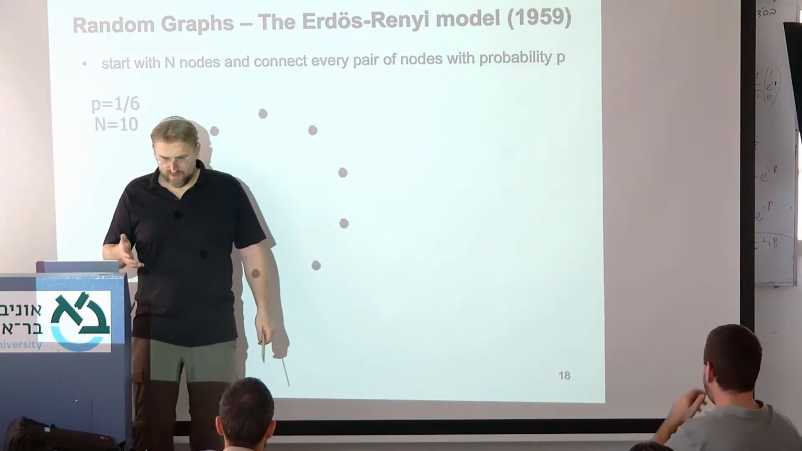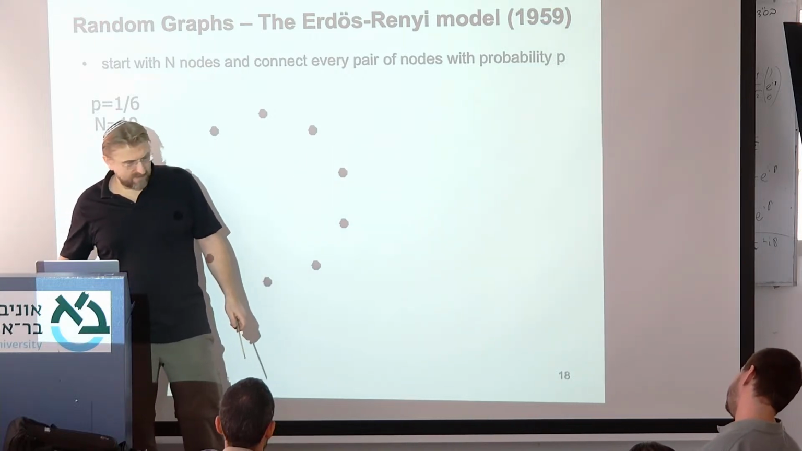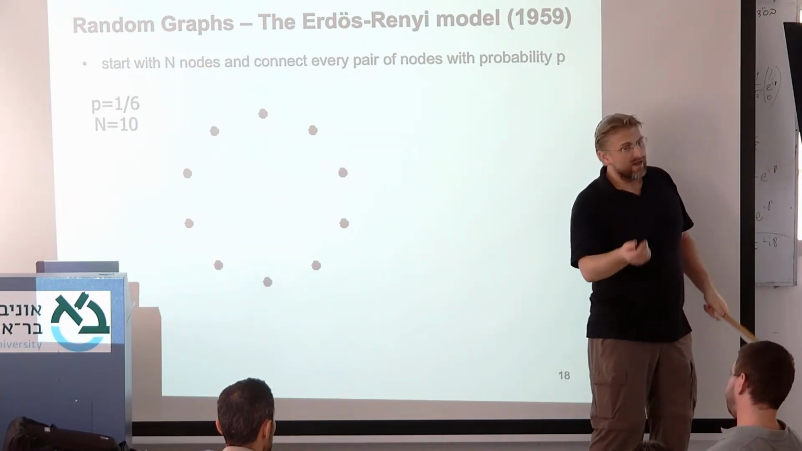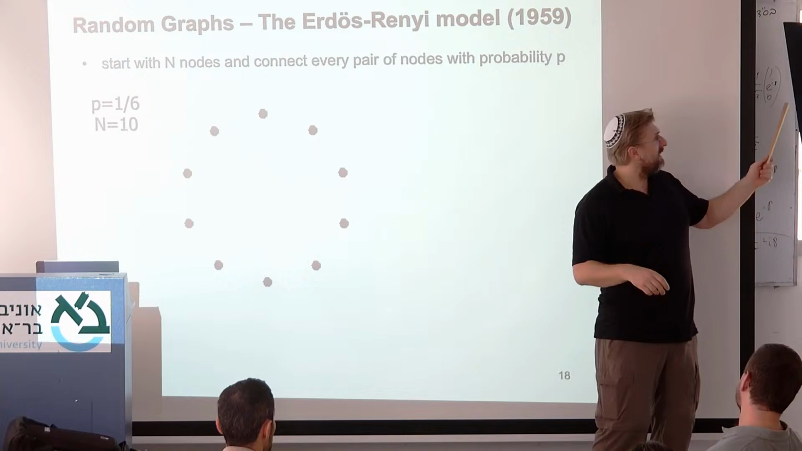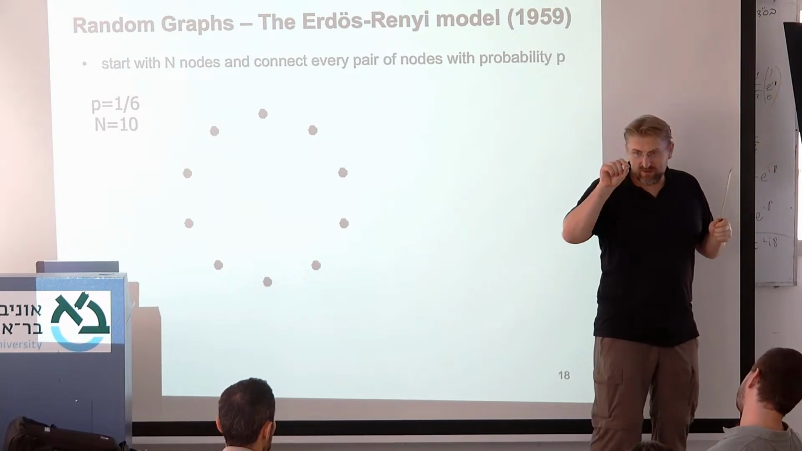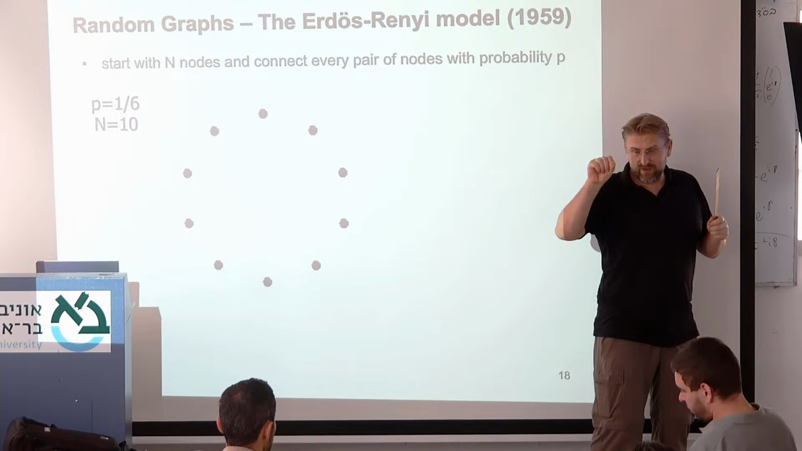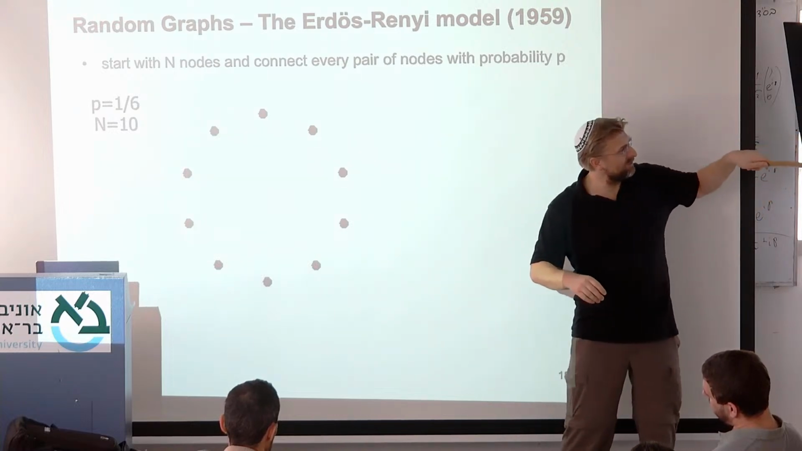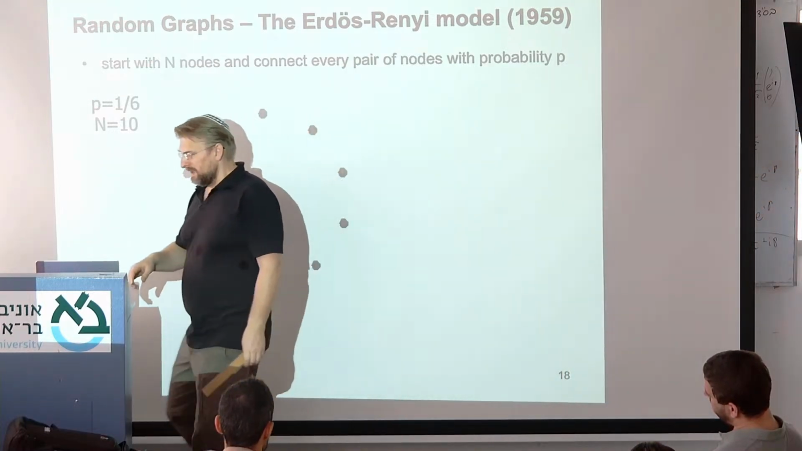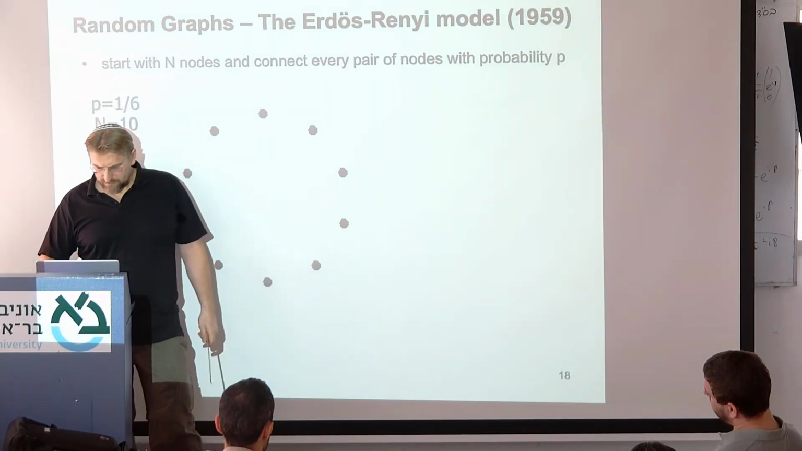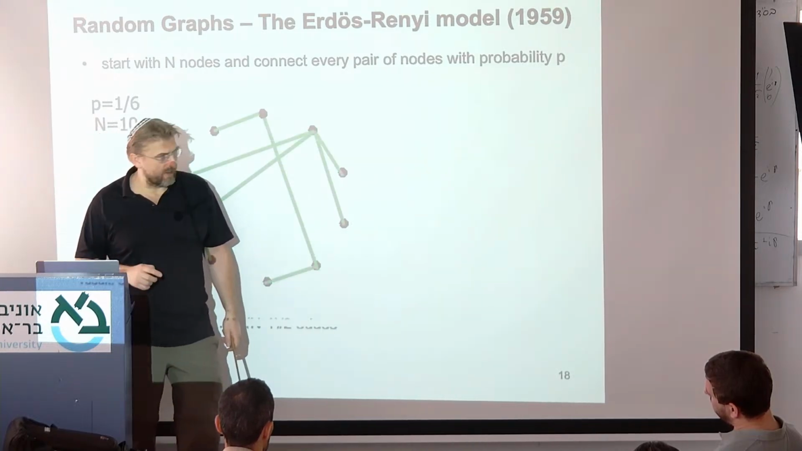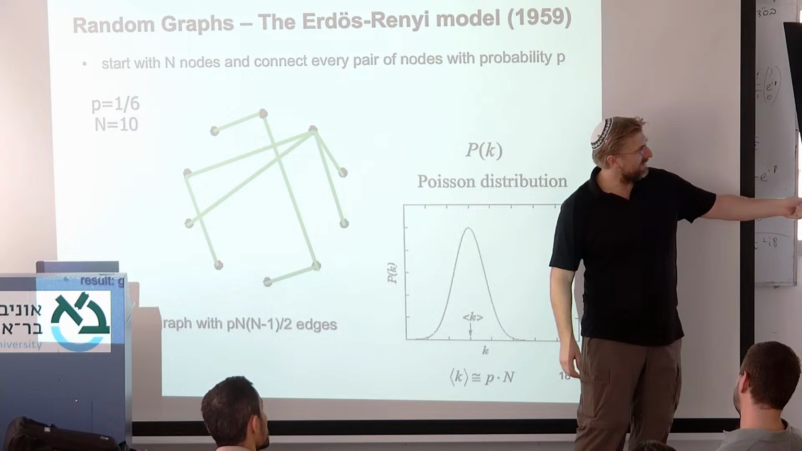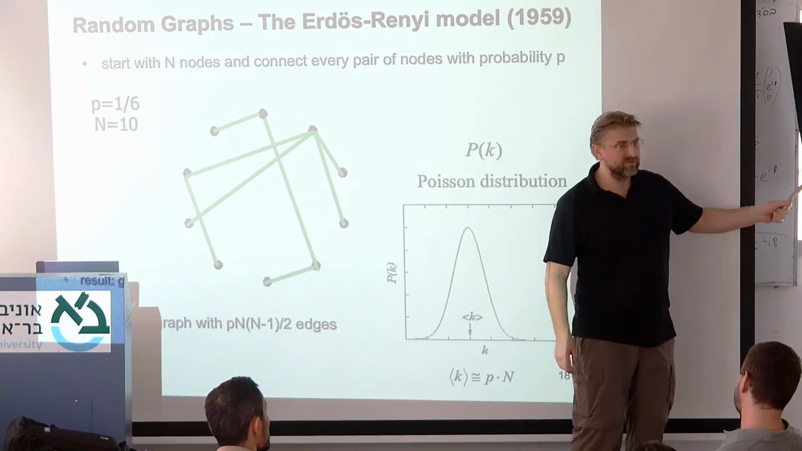I plot here 10 nodes, so it would be a 10 times 10 matrix. Then you go through the matrix and you throw a die, and if you have a 1, you put a 1 in the matrix element, and if you have anything else, you put a 0, okay? When you finish with your matrix, you plot links for all the matrix elements that are occupied, and you end up with something like this. So you get a graph with n times n minus 1 divided by 2 edges times p, okay?